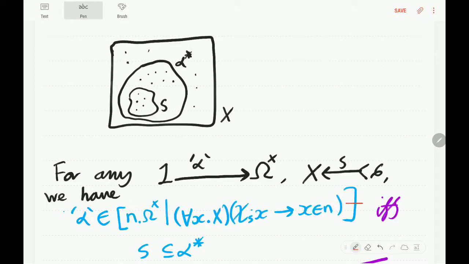So, okay, let's see if we can do this then. Here's my proposed description of this subobject. I say it is the extension of for all x, chi s x implies x in n. I claim it's the extension of for all x, chi s x implies x in n, where we're doing the extension over all n, which are variables of omega to the power of X.